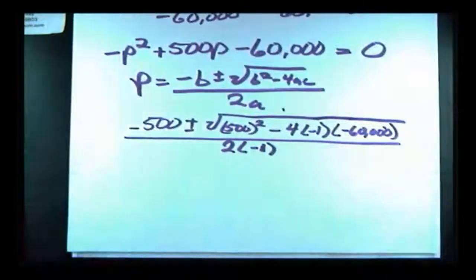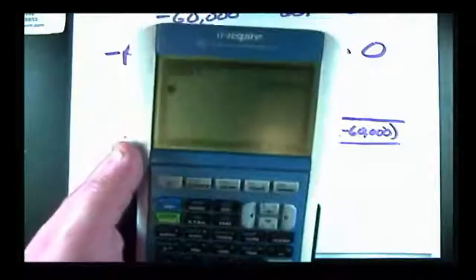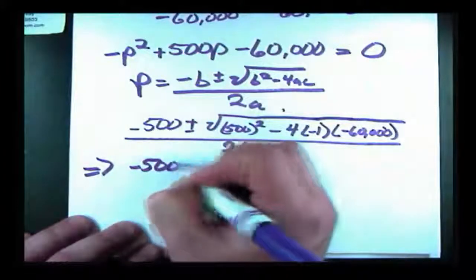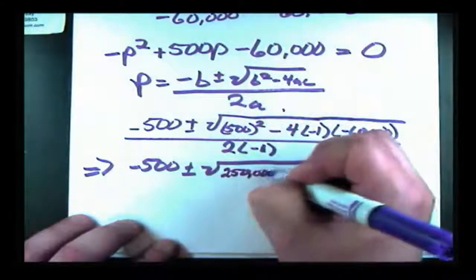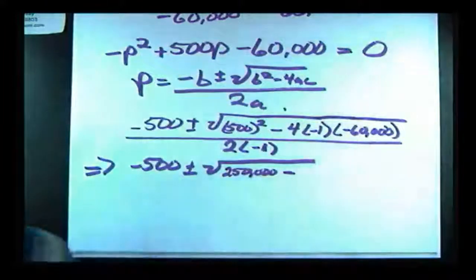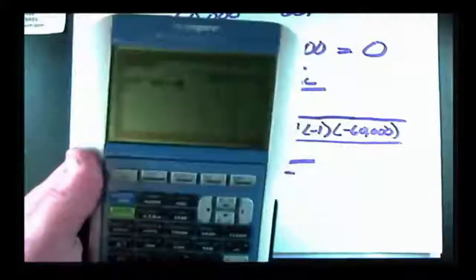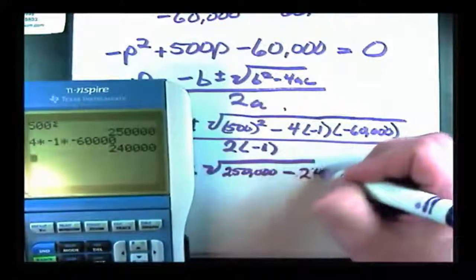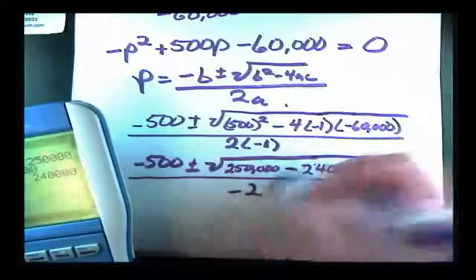Well, it turns out I did some math. So now we'll definitely need a calculator for this, but 500 squared is 250,000. So this next step should be negative 500 plus or minus the square root of 250,000 minus 4 times negative 1 times negative 60,000 equals 240,000. All divided by negative 2.